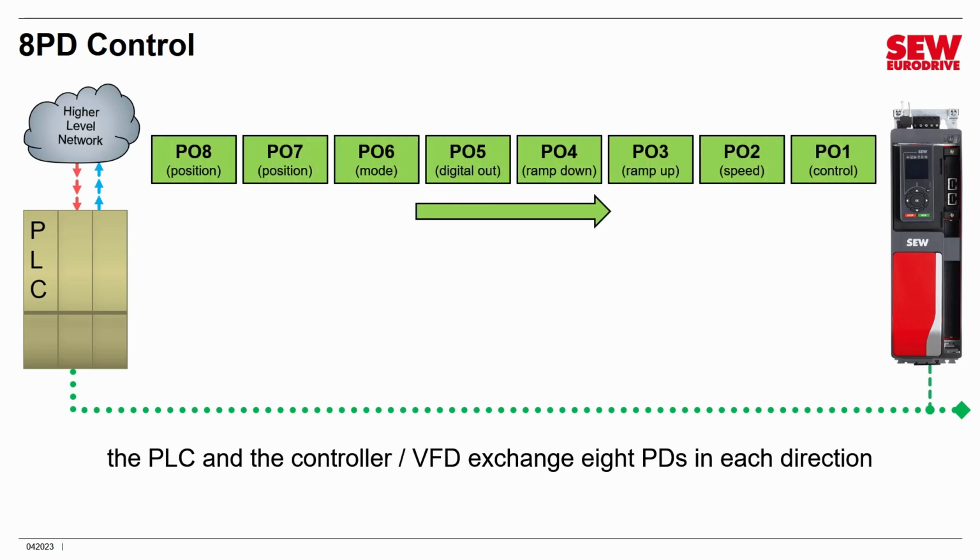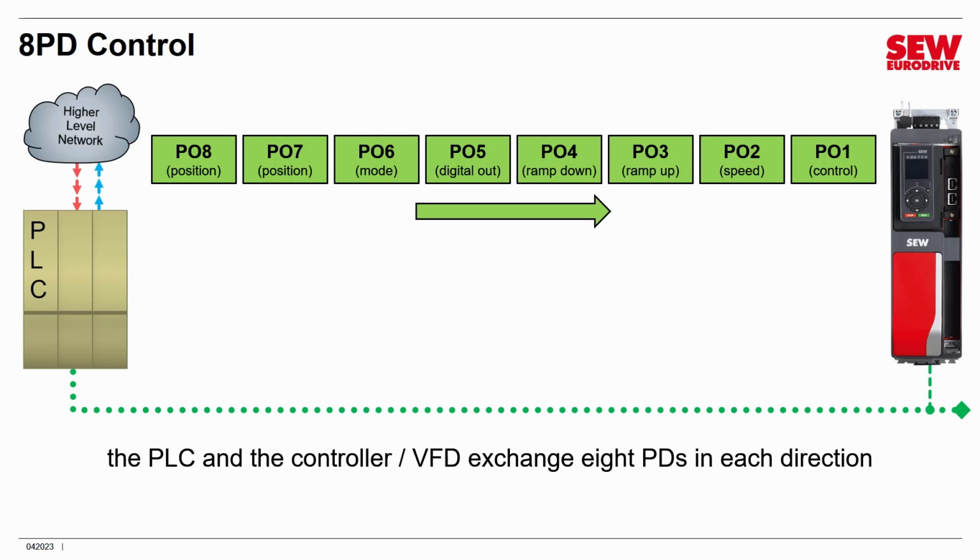The process output words, POs, that go from the PLC to the VFD include these. PO1 is the control word. Individual bits are significant. They turn things on and off. PO2 sends the speed at which positioning occurs. PO3 and 4 handle acceleration and deceleration by providing the ramp values. PO5 allows you to control the digital outputs on the MOVI drive. PO6 is the mode. This selects which mode you'll be in. We'll go into that in more detail later. And then PO7 and PO8 provide the position, or in some situations, the offset during referencing.